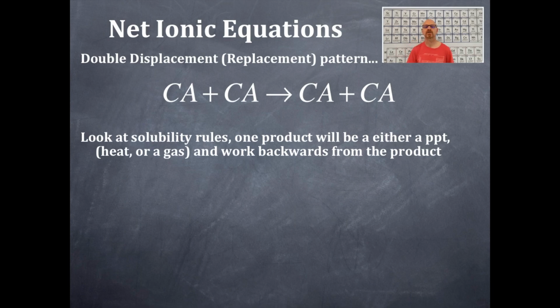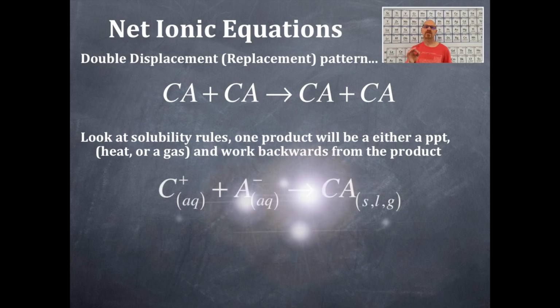One of the products is going to be either a precipitate, that's a solid, from your solubility rules, or it's going to be a heat or a gas. That also follows net ionic equations. And then I'm going to show you on the second example how to work backwards to get what you're interested in. But this is what you're going to see as a net ionic equation at the end.